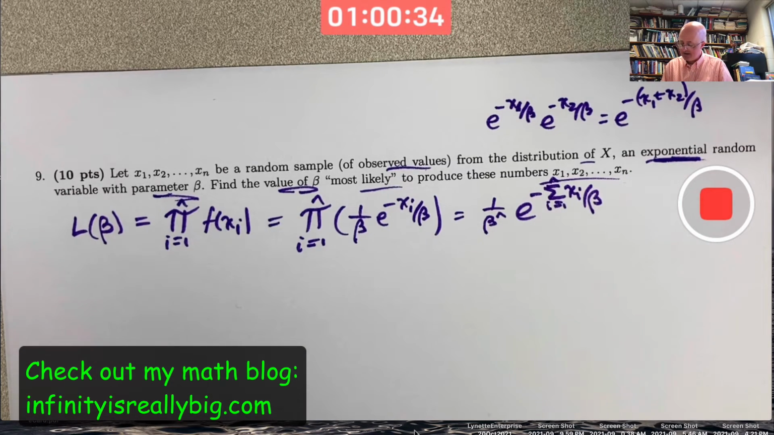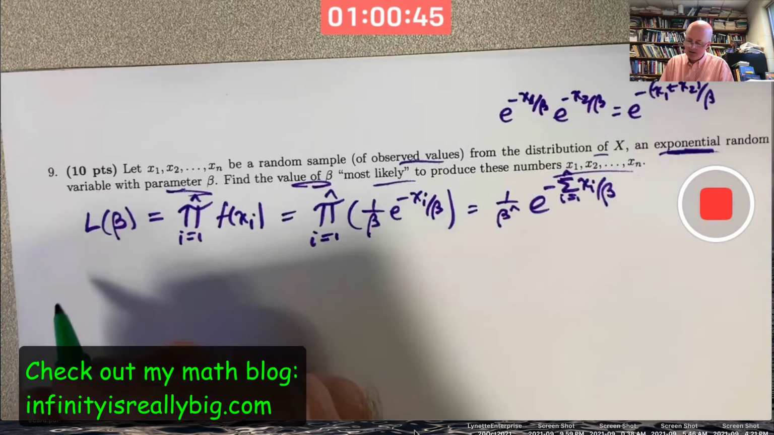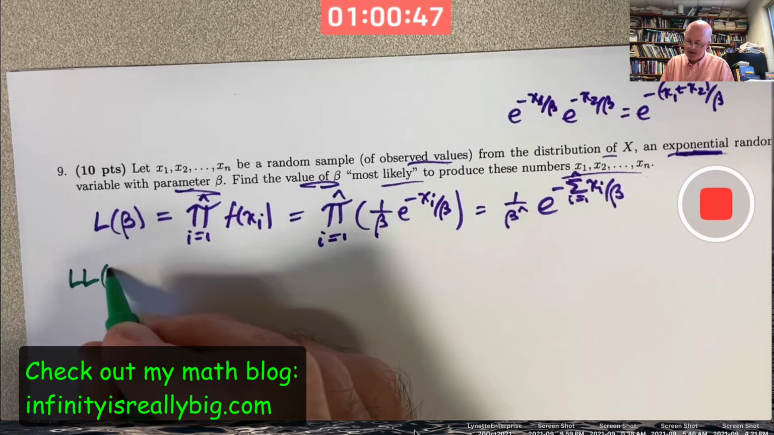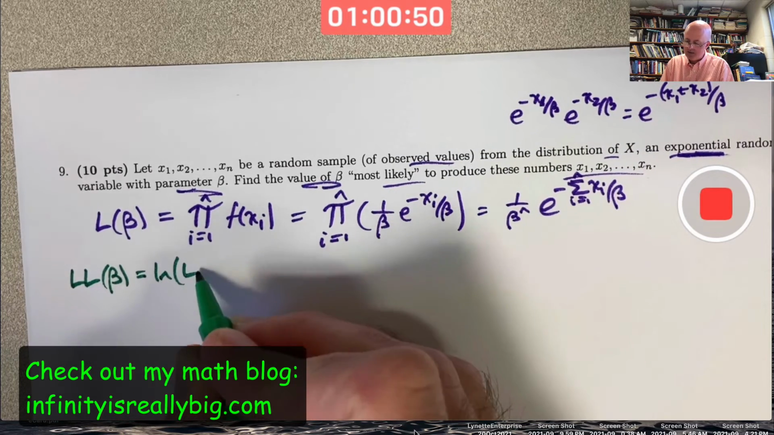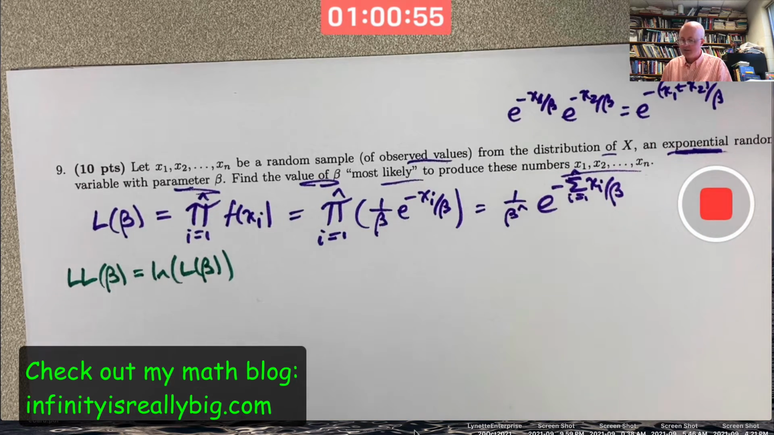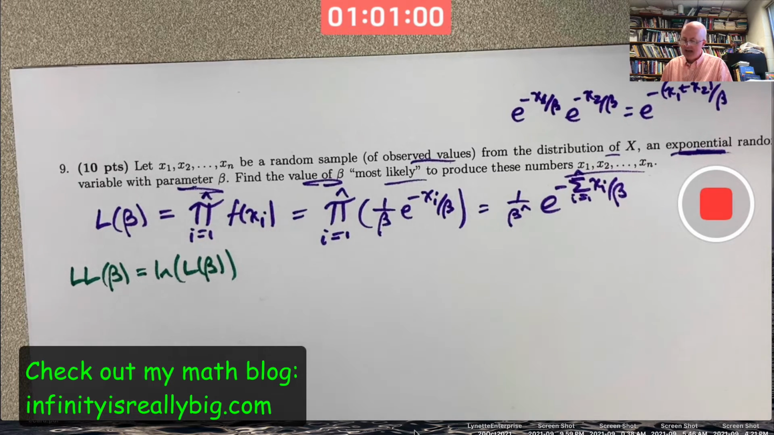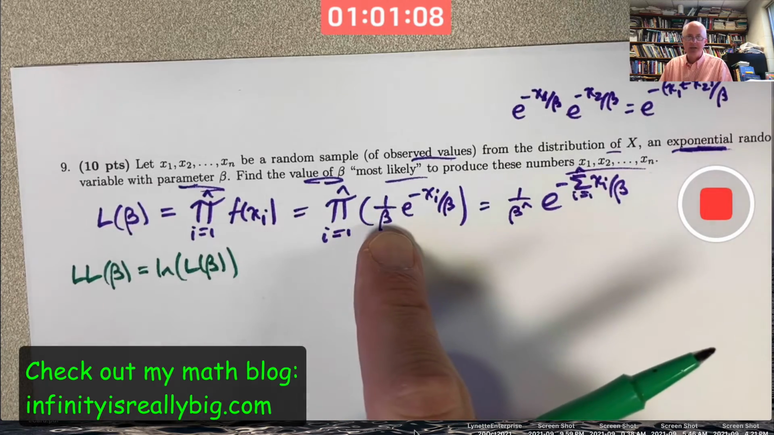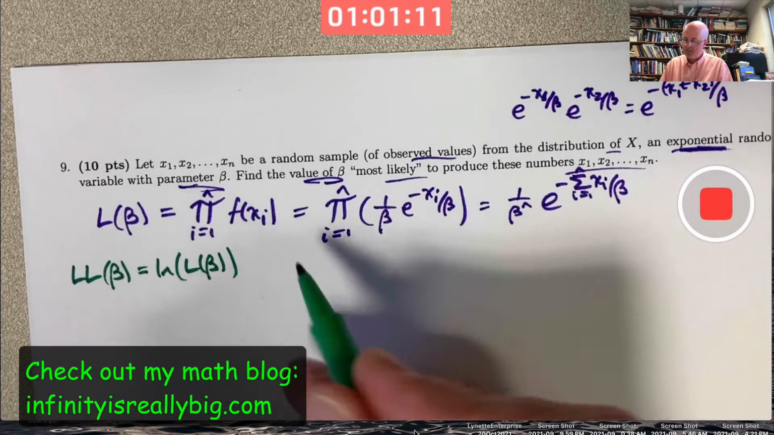You're kidding. No, I'm not kidding. But this is often the case. It's easier to maximize its natural log. The log likelihood function of beta is the natural log of the likelihood function of beta. So L of beta is the likelihood function for this situation. LL of beta is the log likelihood function. Maximizing the log likelihood function also maximizes the likelihood function. The value of beta that makes this as big as possible also makes this as big as possible. And this turns out to be easier to deal with.